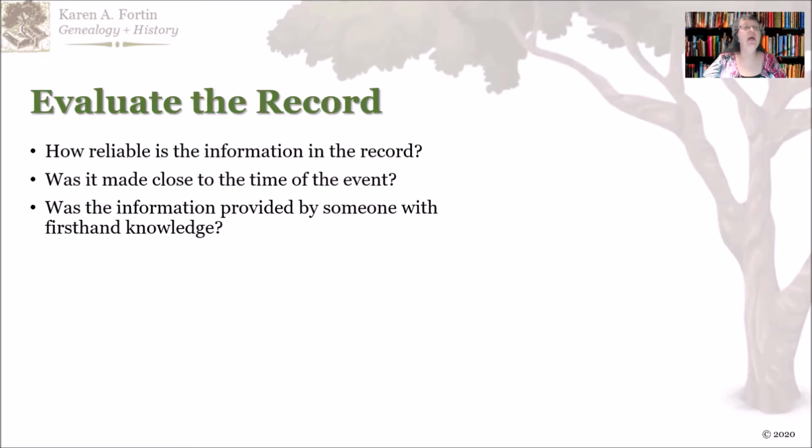For example, how reliable is the information in the record? What was the source of that record and why was it created? Was it written down in an attempt to record as accurately as possible the basic facts? Or was it written for some other reason in which the accuracy was not as important? Was it made close to the time of the event, or was it written down many years later?